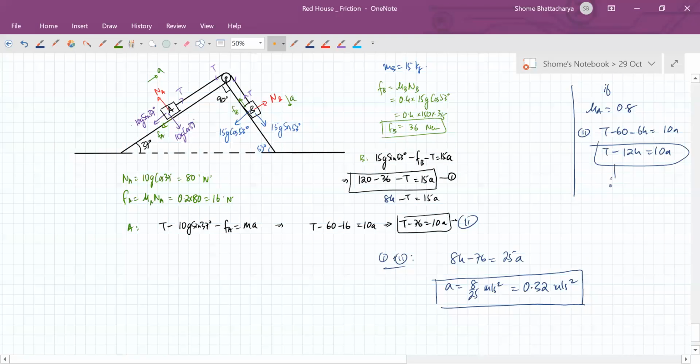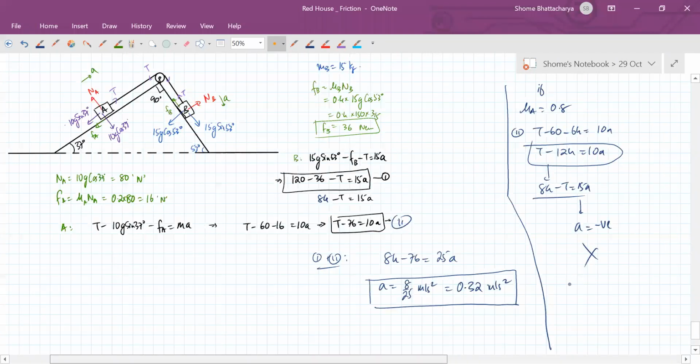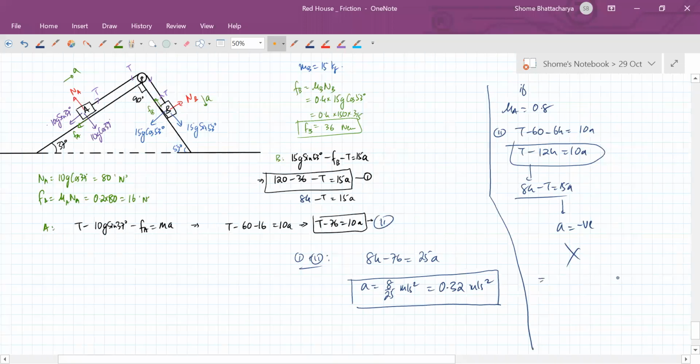So then in combination with the first equation, that 84 minus T is equal to 15A, this would have given us A as a negative quantity. So this would have been wrong. If A had come out to be negative, it would mean that no, the blocks are not moving. It would have implied that the blocks are at rest.